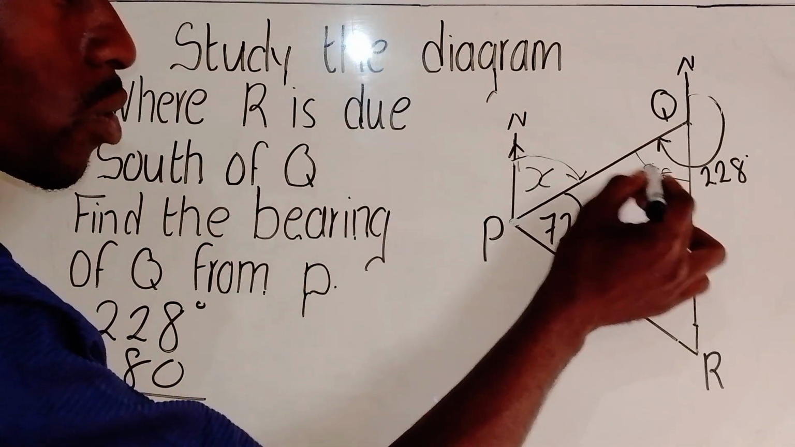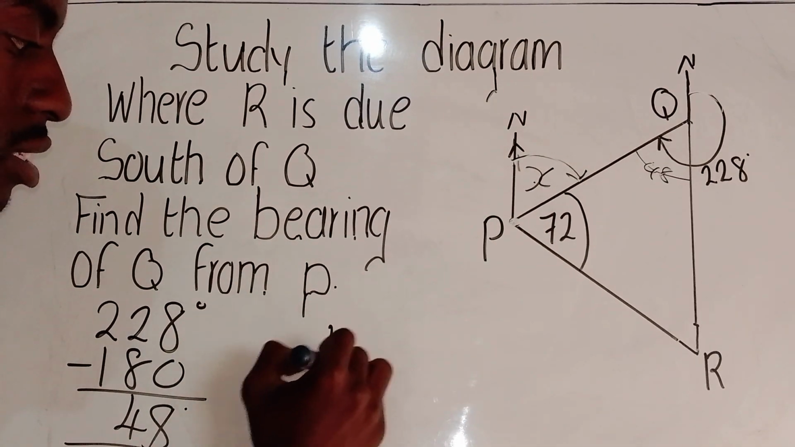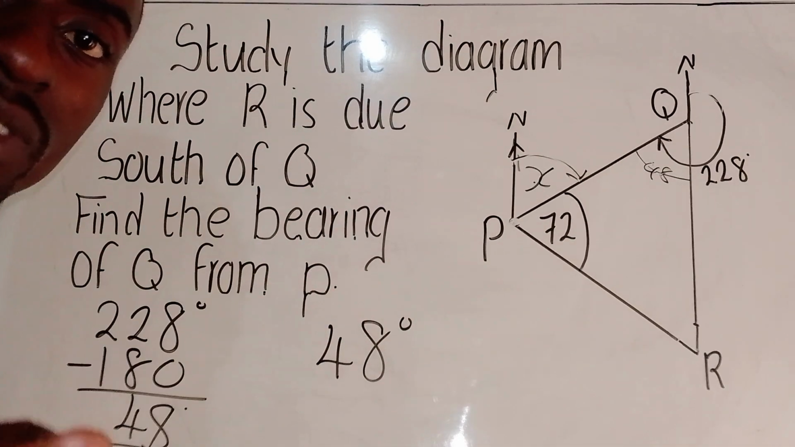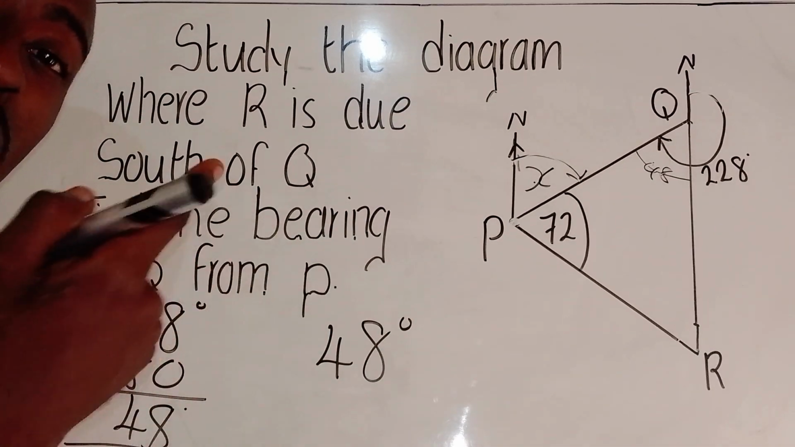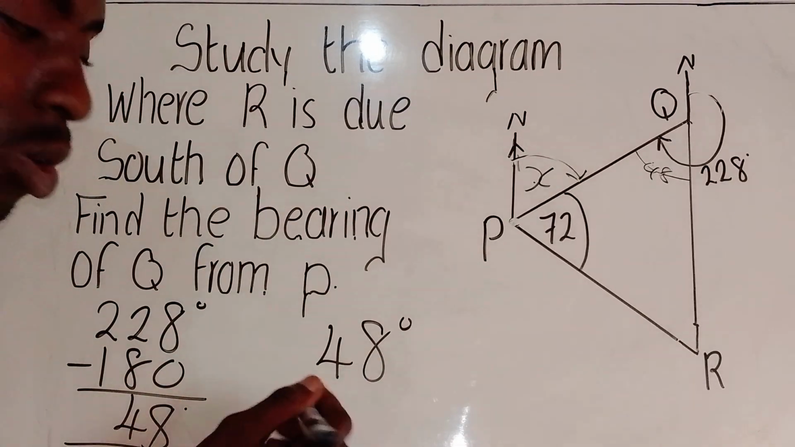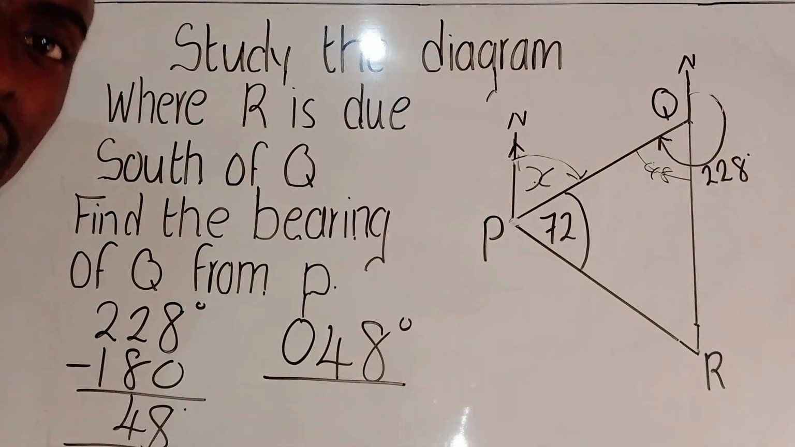Now since this angle and this one are the same, this angle you finally say is 48 degrees. Now remember what I said in my definition. The bearing is supposed to be represented by 3 figures. So is this 3 figures? No. So you're supposed to add a 0 in front. So this is the answer.